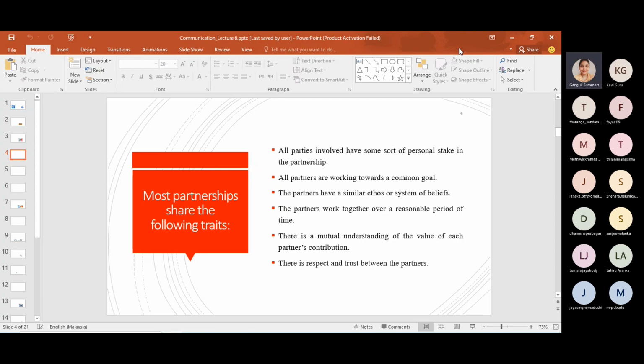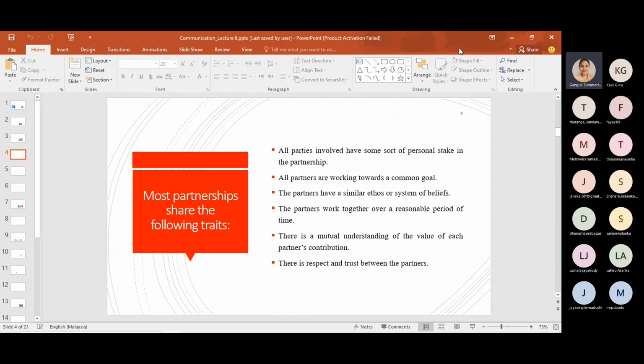Similarly, in partnership working, even though these organizations and companies come from different backgrounds, once they enter a partnership, they always have a common goal, a common objective. They always make sure that they work towards this common goal or common objective despite the differences that they have. And yes, that is the second trait or characteristic.